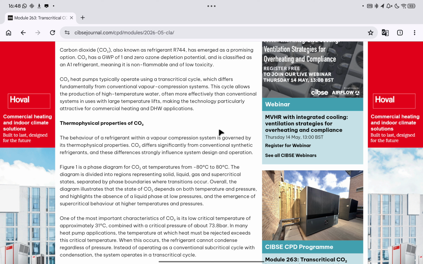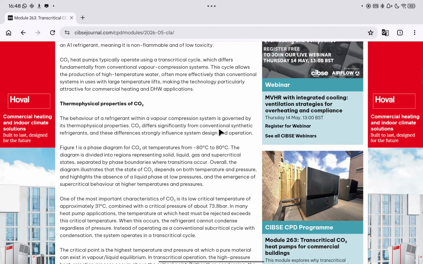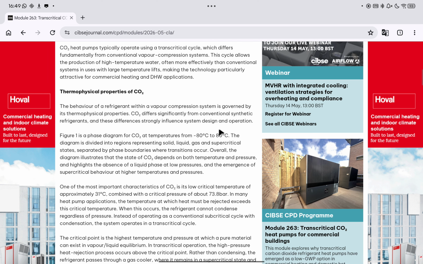The diagram is divided into regions representing solid, liquid, gas, and supercritical states, separated by phase boundaries where transitions occur. Overall, the diagram illustrates that the state of CO₂ depends on both temperature and pressure, and highlights the absence of a liquid phase at low pressures and the emergence of supercritical behavior at higher temperatures and pressures.